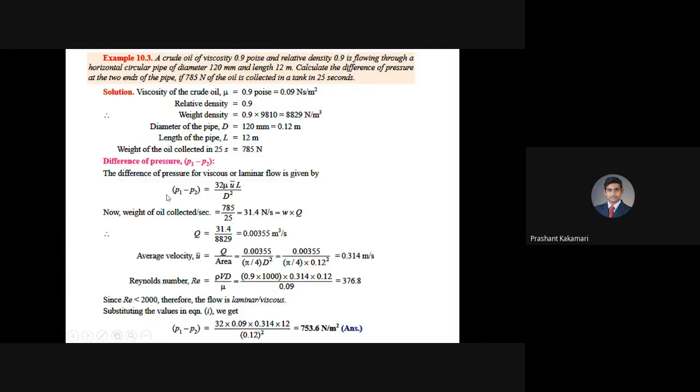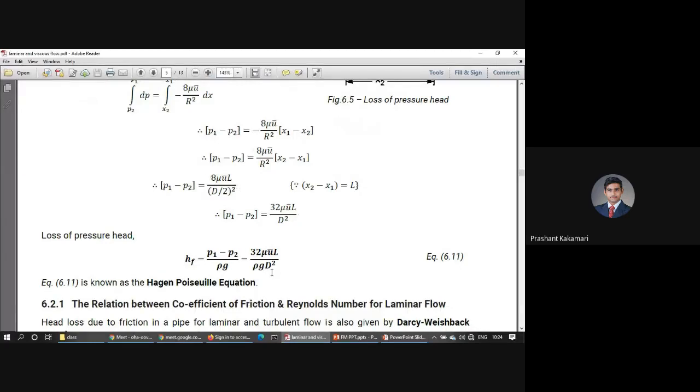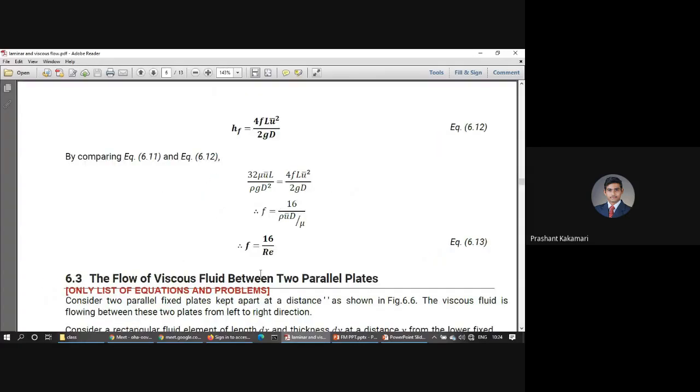So I'll recall the Hagen-Poiseuille's equation for the pressure difference between the two ends. That is P1 minus P2 by L equal to 32 mu into U bar divided by D square. Please recall the theory part and this equation. So the Hagen-Poiseuille's equation in diameter form is P1 minus P2 equal to 32 mu U bar L divided by D square. The same equation is recalled here to solve the problem.